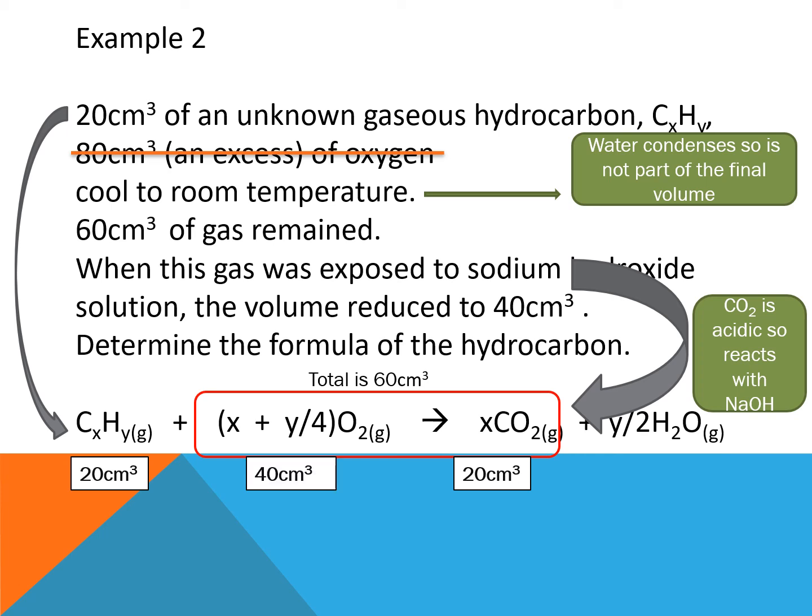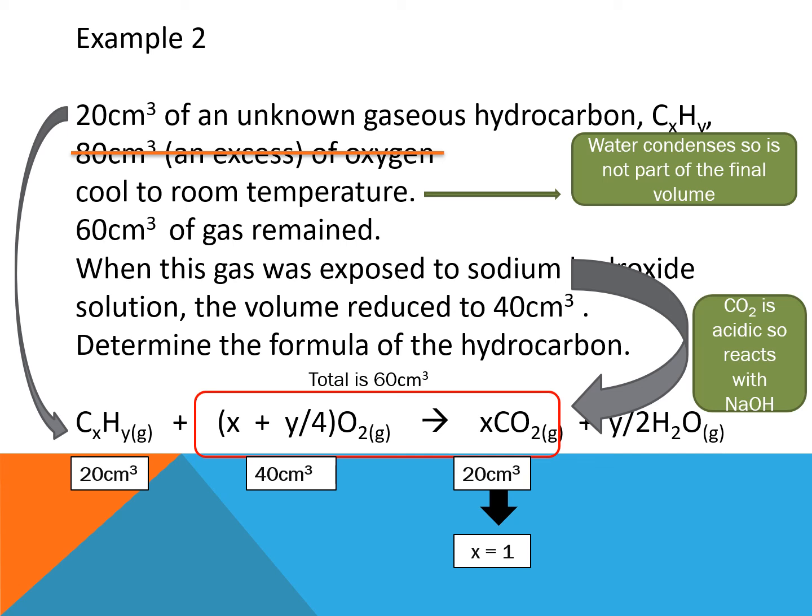Now that means then the amount of oxygen left at the end was 40 centimetres cubed. If we initially added 80 and 40 was left, then 40 must have been used up. So let's look at these now.